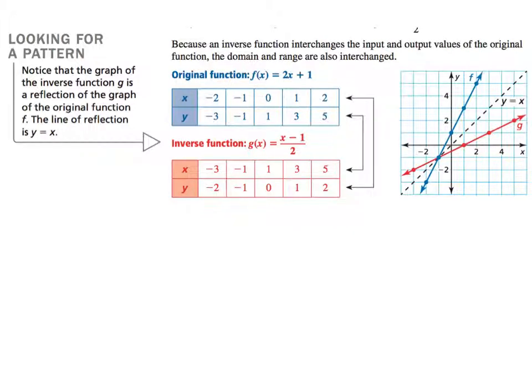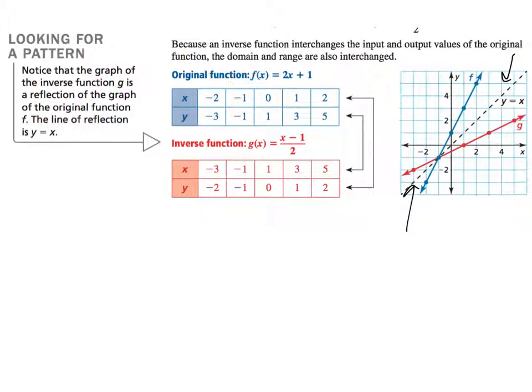So, we're going to go even further. Because an inverse function interchanges the input and output values of the original function, the domain and range are also interchanged. So notice the original function was this. You'd have these t-tables, and you'd have the graph of f, which is this blue line. The inverse function switches everything around and becomes g. Notice the huge deal here. This is a big deal. This dotted line.